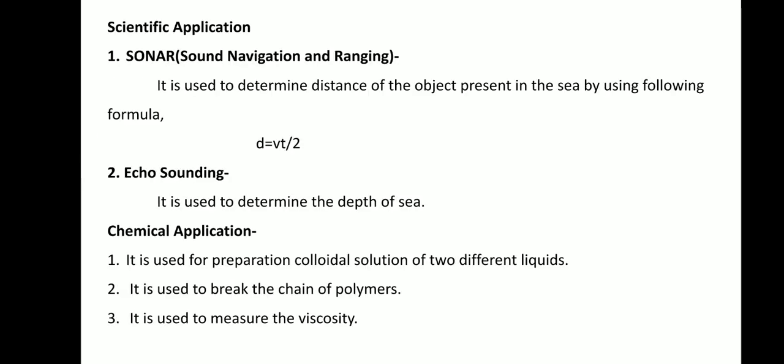Now next, scientific applications. The first scientific application is sonar, that is, sound navigation and ranging. In sonar, the distance of an object present in the sea can be calculated using the formula D = Vt/2. The second scientific application is echo sounding. It is used to determine the depth of the sea.